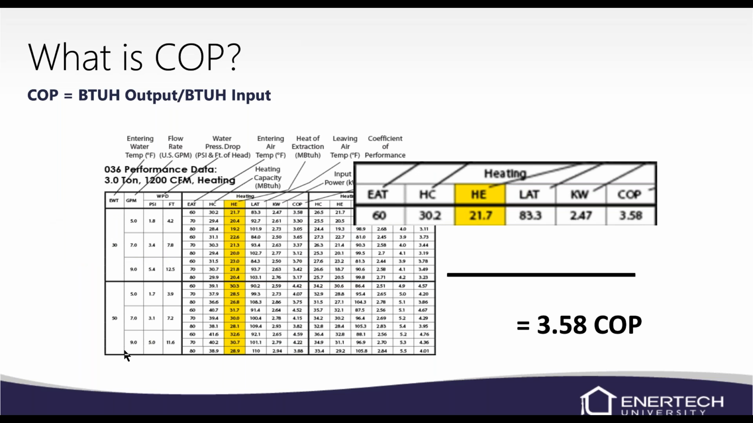So here in this example, we had 2.47 kilowatts and 30,000 BTUs supplied to the home, 21,000 BTUs supplied from the ground loop. So roughly 9,000 or so, 8,300 BTUs of heat of compression. So if we took that 8,300 and divided that into the 30,000, that would give us our 3.58 coefficient of performance.